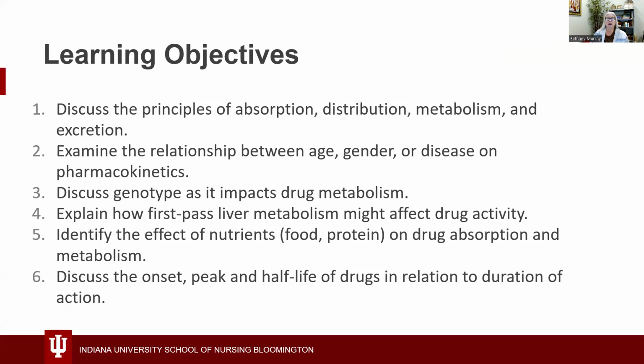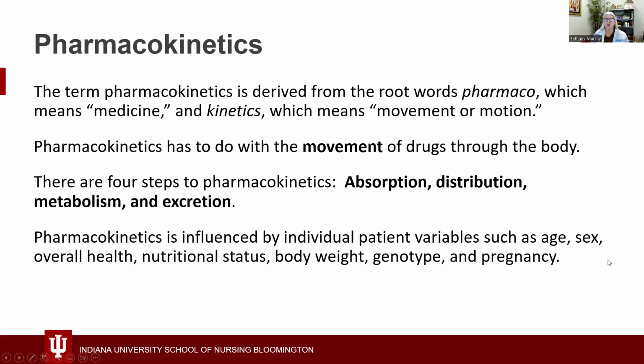I'd like you to understand the concept of first-pass liver metabolism and first-pass liver effects, and how some food or nutrients will affect drug and medication absorption and metabolism. Then lastly, understanding the concept of onset of action, peak action, and duration of action in terms of medications that people take. So what is pharmacokinetics?